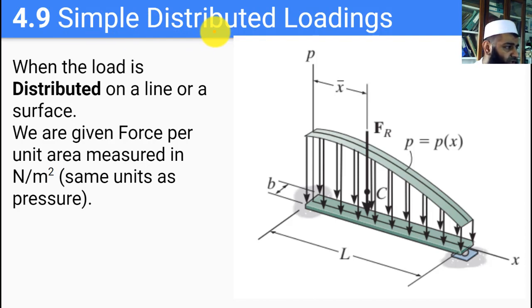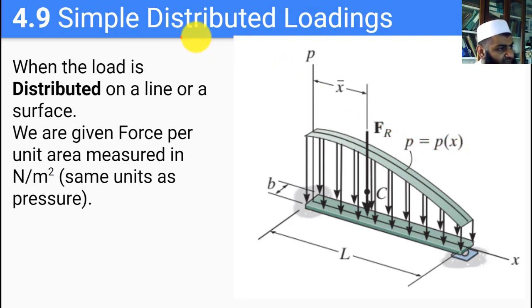So what is a distributed load? A distributed load is a force which is distributed over a line or a surface. Rather than talking about a force, we would talk about force per unit area. Incidentally, this also has the same units as pressure. So rather than talking about a resultant force at a particular point, we would talk about a pressure P, which is a function of x.